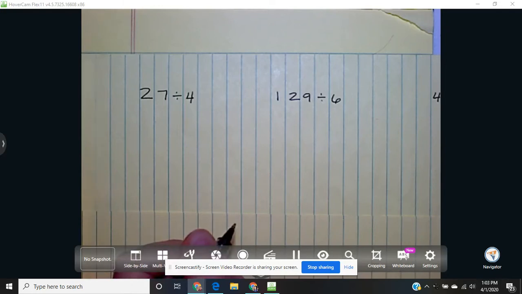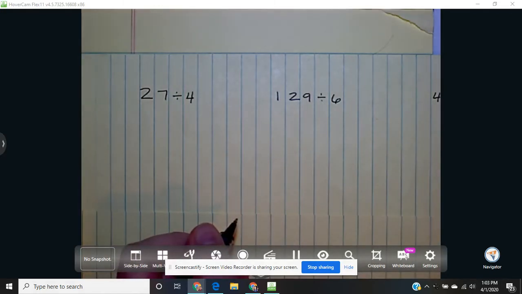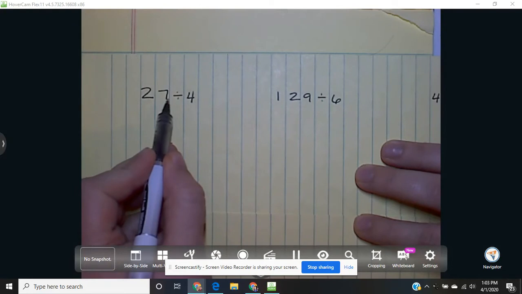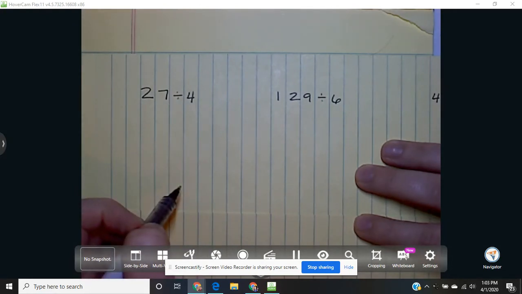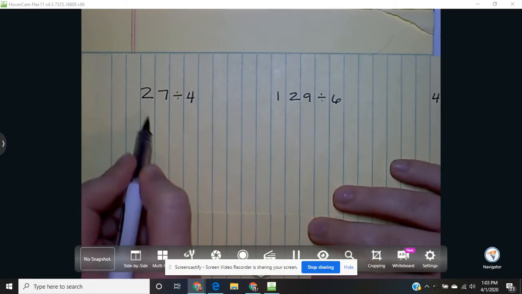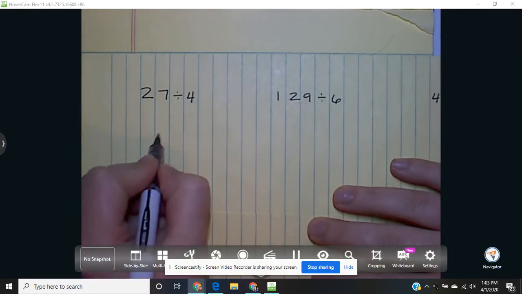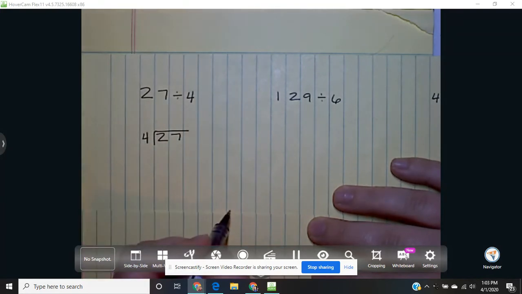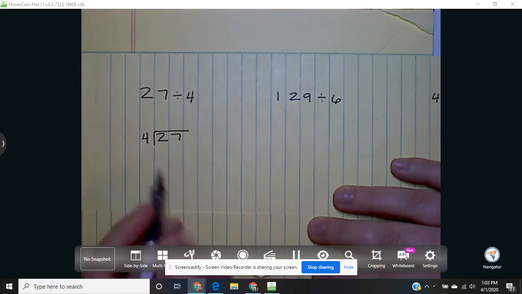All right, let's go ahead and take a second to check our work. One of my favorite strategies is to turn my paper so that every number has its own space so that my numbers don't run together. So let's divide 27 divided by 4, and if needed, when we get a remainder, we'll turn it into a decimal.